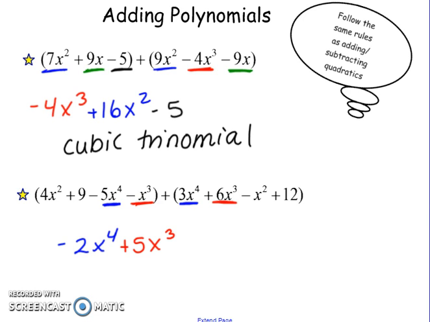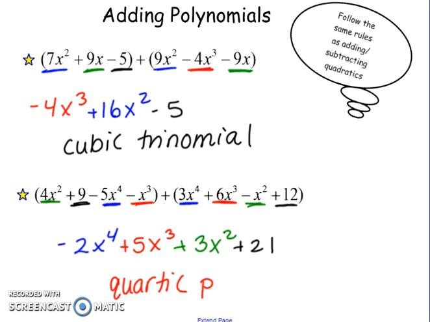And then I have 4x squared and negative x squared. Positive 3x squared. And then there's no x term in either of them, so I'm going to skip that. And then I have a 9 and a 12. So that's going to give me a 21. So now that's in standard form. And again, if I want to be fancy, the degree is a 4. So it's a quartic. And there's 4 terms. It's a quartic polynomial of 4 terms.